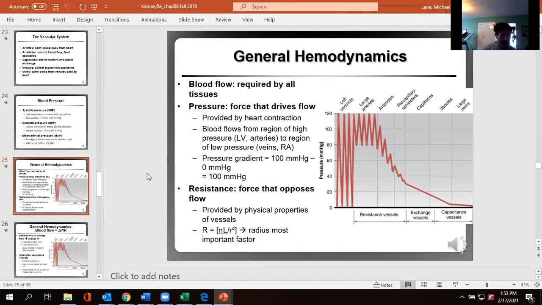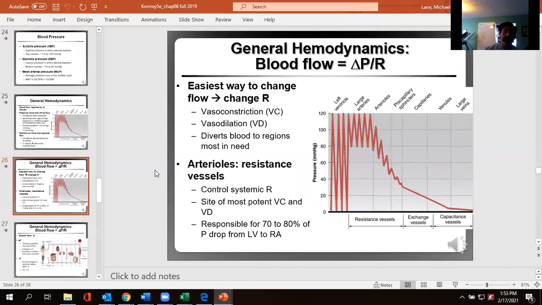Now, the other side from the pressure is going to be resistance. That's effectively how hard it is for our body to pump that blood through. Notice the mathematical formula is related to the length of the vessel, but also the radius. So if we have bigger vessels, it's much easier to send that blood. Hence, when we vasodilate, it makes it easier to send blood to the area. When we vasoconstrict, because notice it's radius to the 4th power, it's going to really slow down blood to those areas.